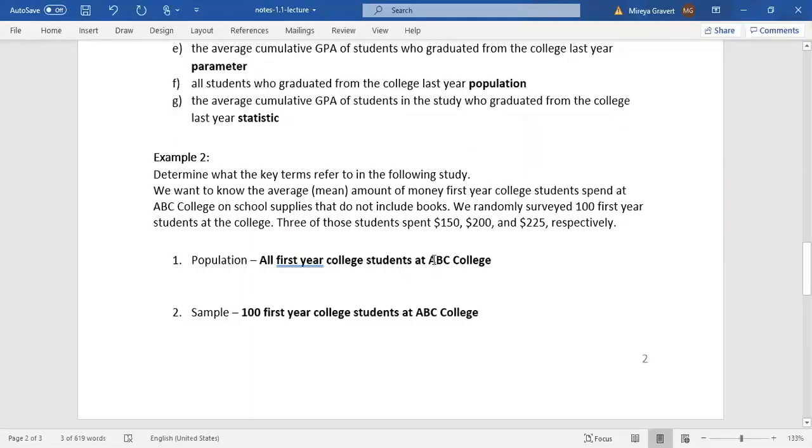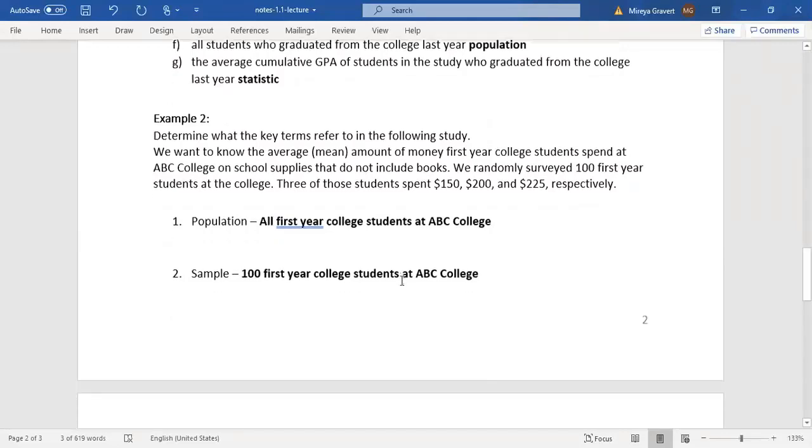Okay, so make sure we do have the word ABC College. If it doesn't, then you're being very broad. All first-year college students, it doesn't say from where, so it could just be everyone around the world or in the country. So you want to be specific as to who is the population. And in this case, our sample, it looks like they surveyed 100 students. So the sample is 100 first-year college students at ABC College.